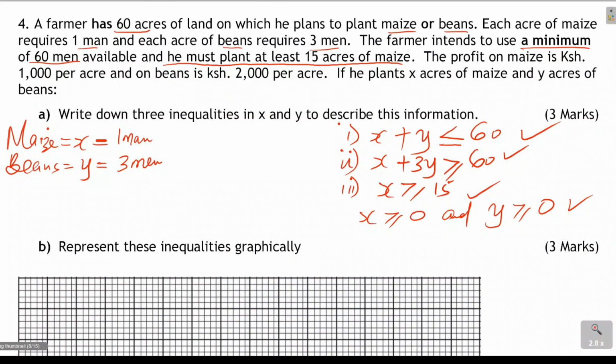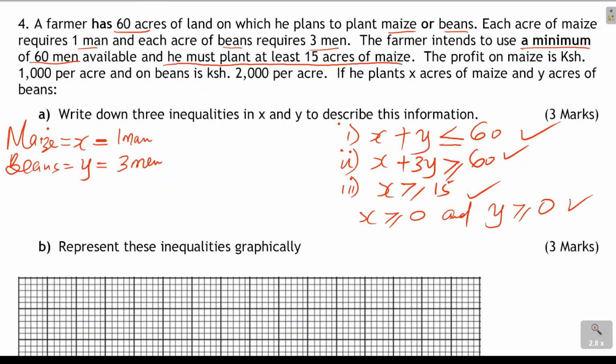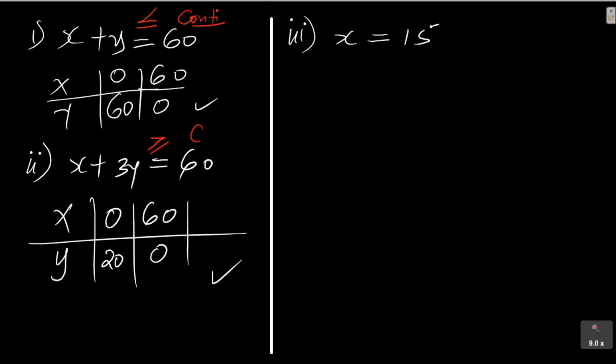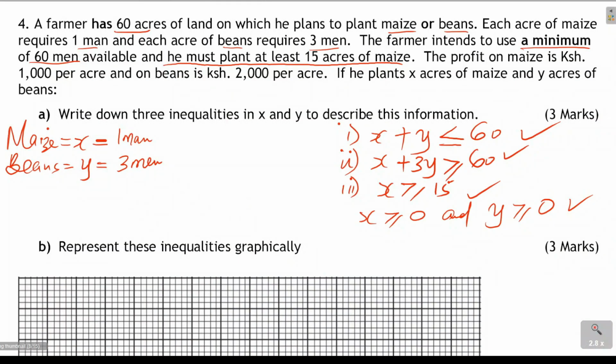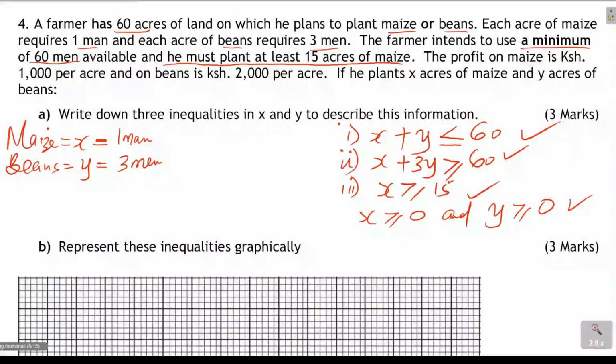And that line will be continuous. So the first line here, this line will be continuous. Remember, this is less than or equal to. So this will be a continuous line. And then also the second one is greater than or equal to. This one will also be a continuous line. And then this one is greater than or equal to again. So this one will also be a continuous line, not broken. And those are the lines that we need to plot. Let's go to the graph and plot them, so that we draw the inequalities.